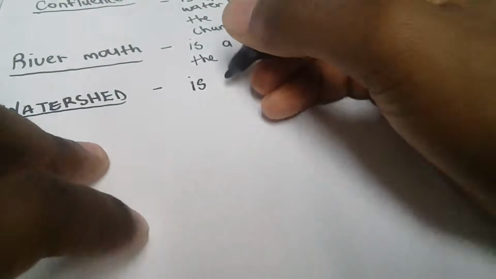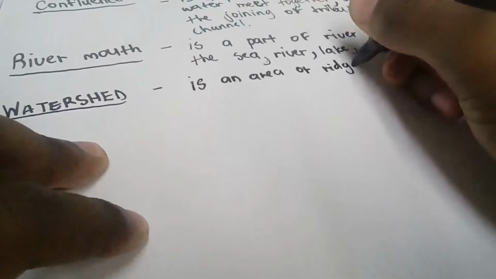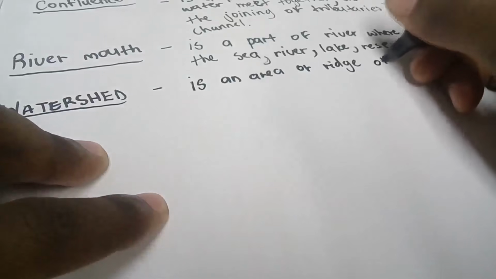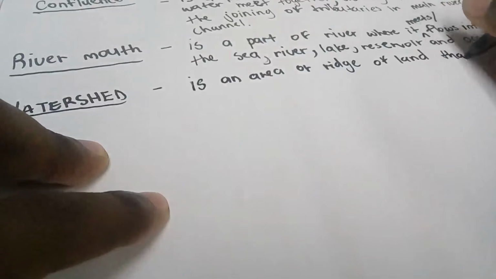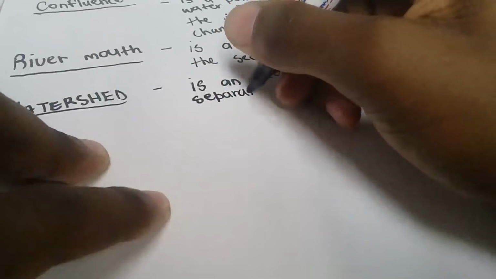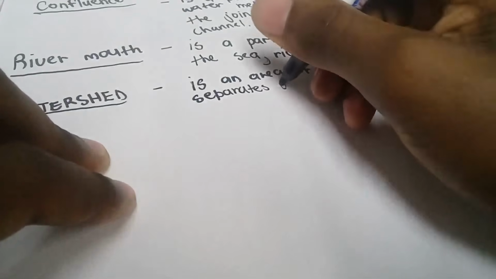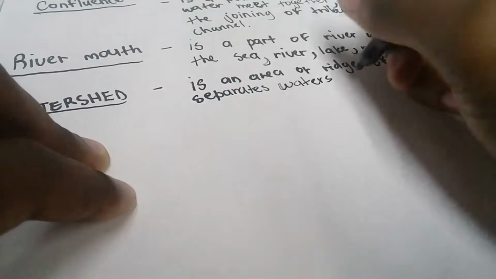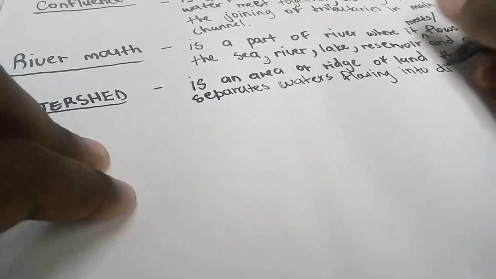Watershed is an area or ridge of land, where a ridge is a highland area of land that can also be a mountain, that separates waters flowing into different rivers.